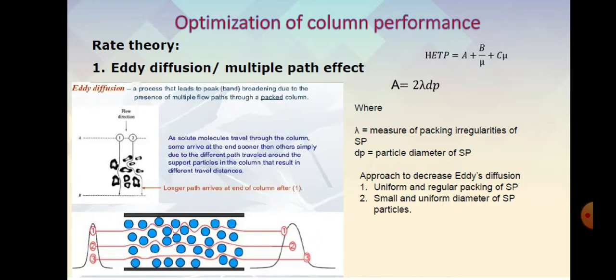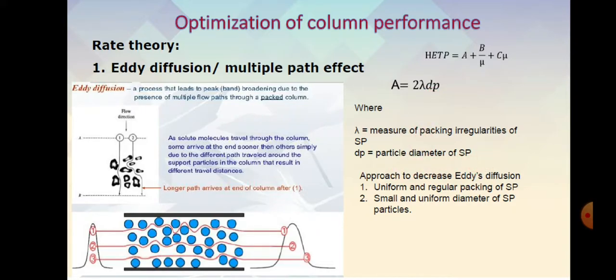If the column packing is regular, a uniform packing, then all will be moving in a particular fashion; they will be taking a similar path. But if the column packing or the particle size of the stationary phase is different, then there are different routes for the mobile phase along with the solute components or sample components to pass. That is what is considered in eddies diffusion. So eddies diffusion, A is equal to 2 lambda dp. Here 2 is a constant, lambda is a measure of packing irregularities of the stationary phase, and dp is the particle diameter of the stationary phase.